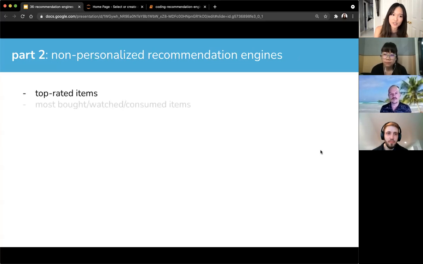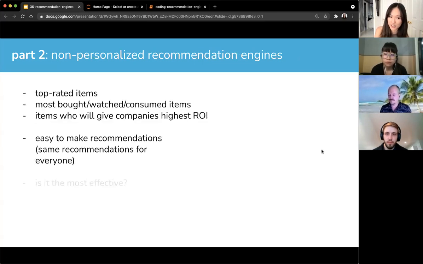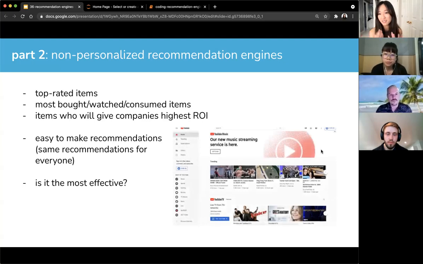So let's talk about the very first one, non-personalized recommendation engines. You might think that this sounds very, very simple, but it is still very useful. The idea of non-personalized recommendation engines is that everyone just gets the same recommendations. Very useful if you're a brand new business with no data. If you really want to push out a product, a recommendation, or an item to someone, maybe your highest ROI product, those are all valid reasons to use non-personalized recommendation engines.